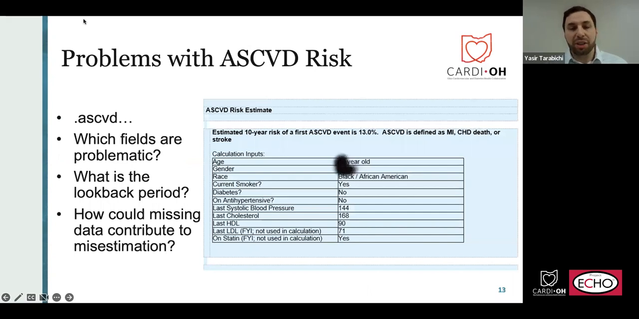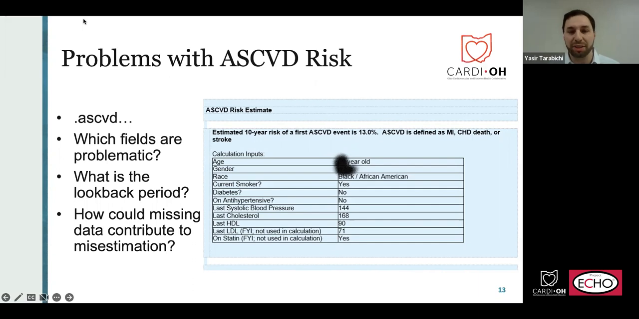In our EHR, at least, we have an ASCVD risk calculator, which for those of you in Epic is a dot phrase, if you will. You type it in, and it'll calculate a risk score based on patient characteristics. I'm just showing an example here. You can go through it and think about what are the fields that I trust? What are the fields that might be problematic? How far back does the scoring system go?